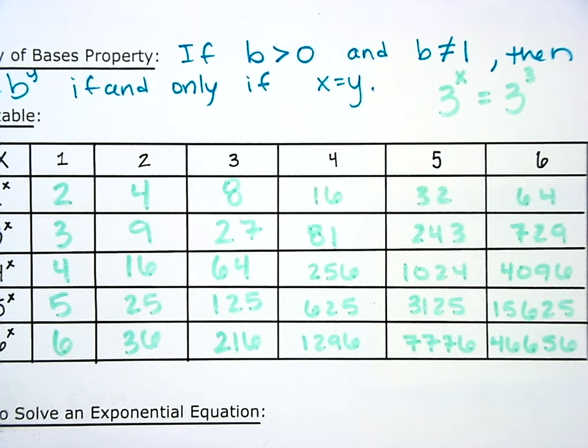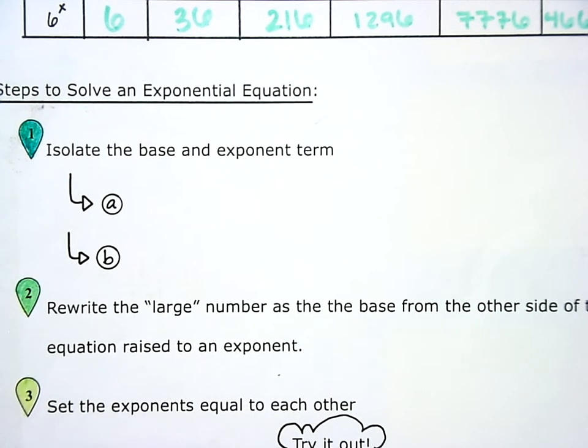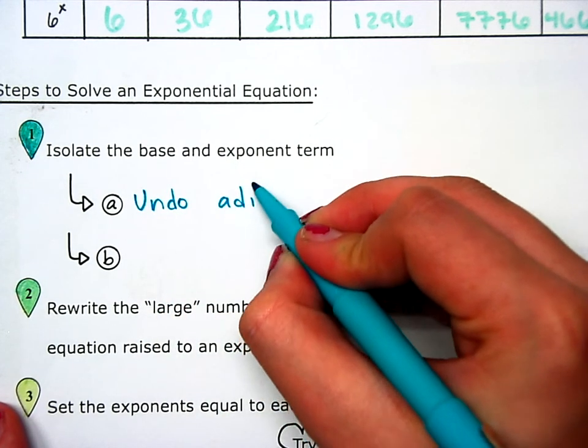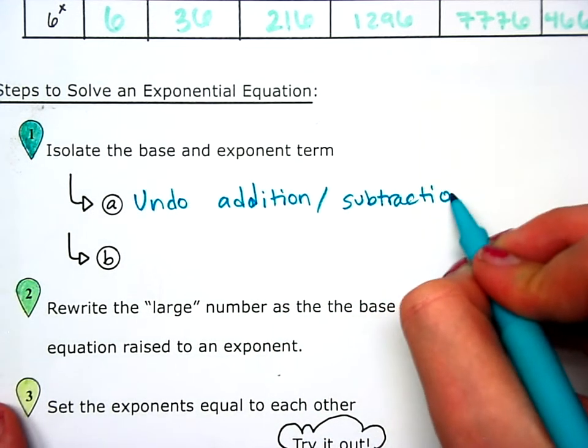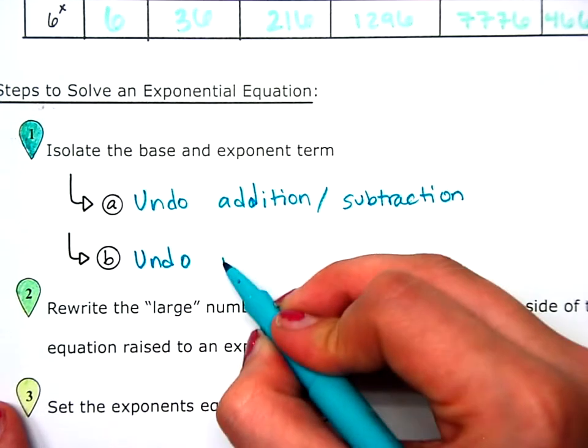All right, so you can go ahead and pause if you want those filled out. You can fill your table up as much as you want. When we are solving these equations, we're going to follow 3 main steps. The first one is that we want to isolate that base and exponent term, so I only want that on one side of the equation. In order to do that, there are 2 things that you may need to do. This is kind of like going back to multi-step equations. First, you would undo addition or subtraction. And after that, you would undo any multiplication or division.